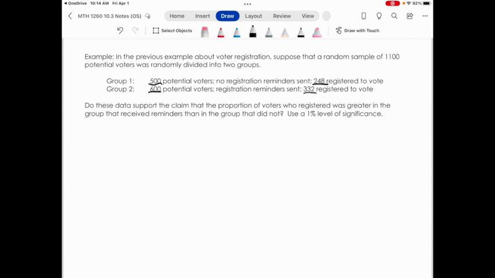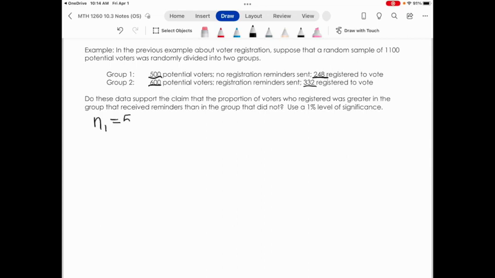Now we're going to test it at the 1% level of significance. So we're testing the same claim, but we're changing the sample size a little bit. We're lowering the sample size just a little bit, and we're lowering our level of significance a little bit, and we're going to see what happens. So for group 1, we have 500 potential voters, and then in group 2 we have 600 potential voters. The number of successes from group 1 was 248, and the number of successes from group 2 was 332.